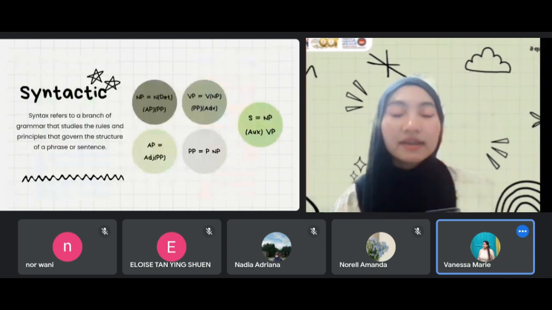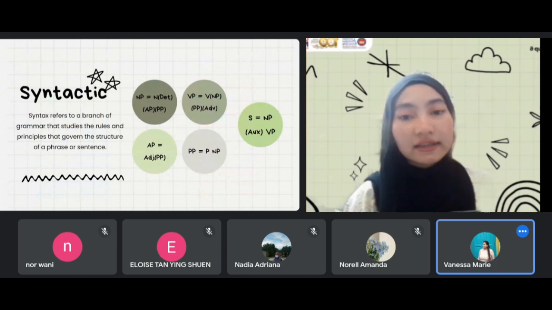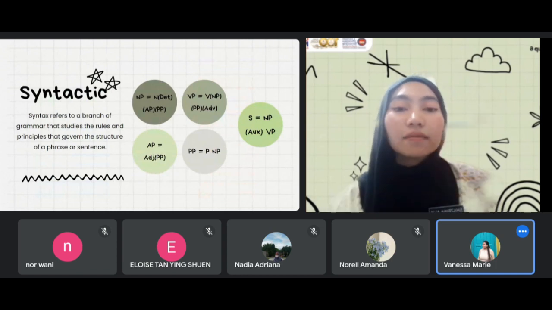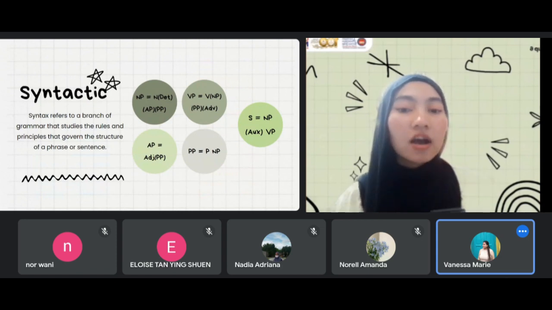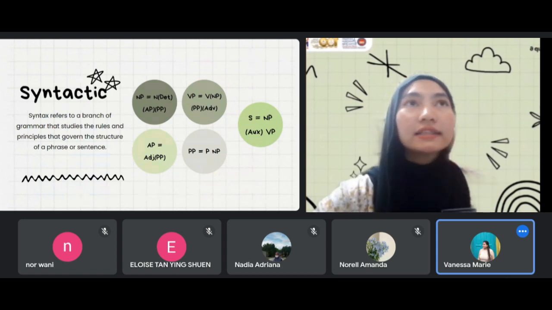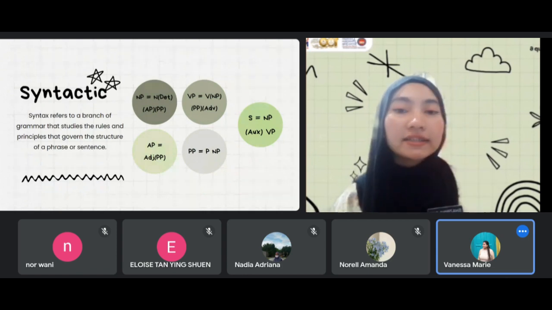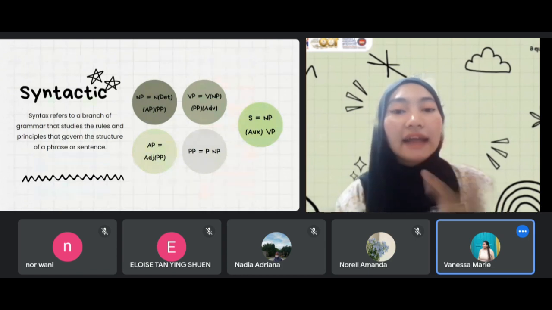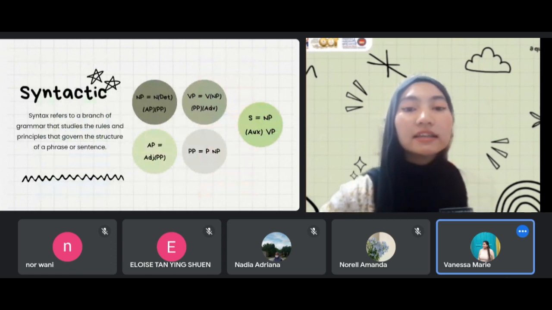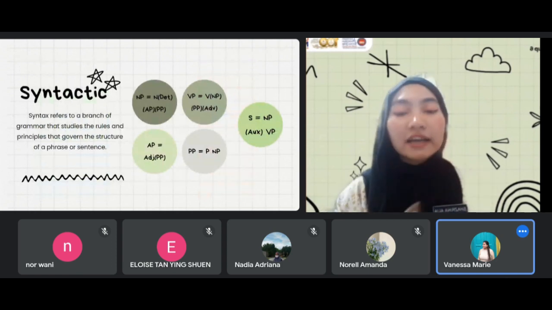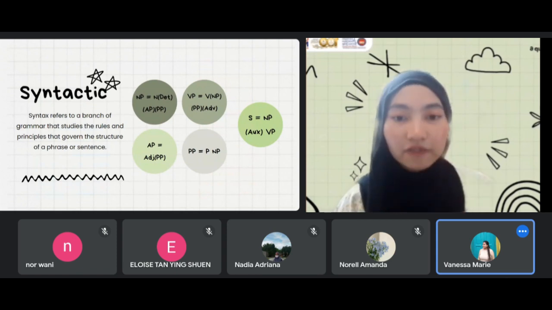Okay, next. Now let us move to the syntactic part. Syntactic is a branch of grammar that studies the rules and principles that govern the structure of a phrase or sentence. These include word orders, phrases, and sentence structure. Most of the sentences in English language follow subject-verb-object order that consists of multiple phrases.